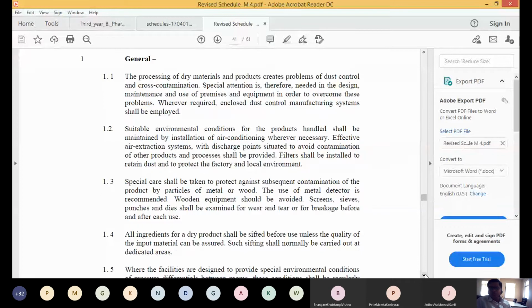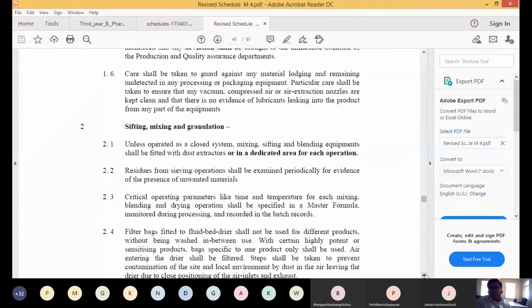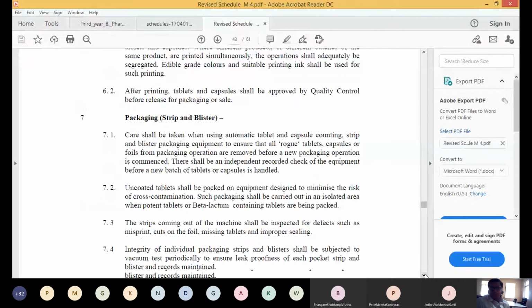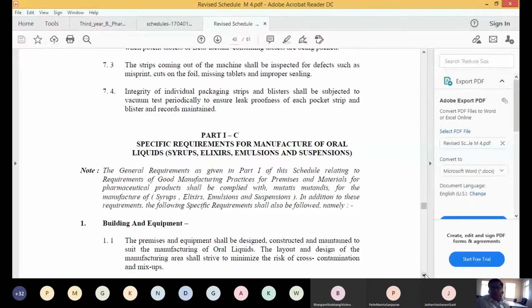Then Part 1B, the specific requirements for solid dosage forms, oral solid dosage forms. In that, tablets: compression of tablet, how the compression is done, printing on tablet, packaging of tablet, then filling of hard gelatin capsules. So that is for solid dosage forms. Then Part 1C is there. In that, specific requirements for manufacture of oral liquids. Oral liquids are syrups, elixirs, emulsions, and suspensions. So liquid dosage forms are there.